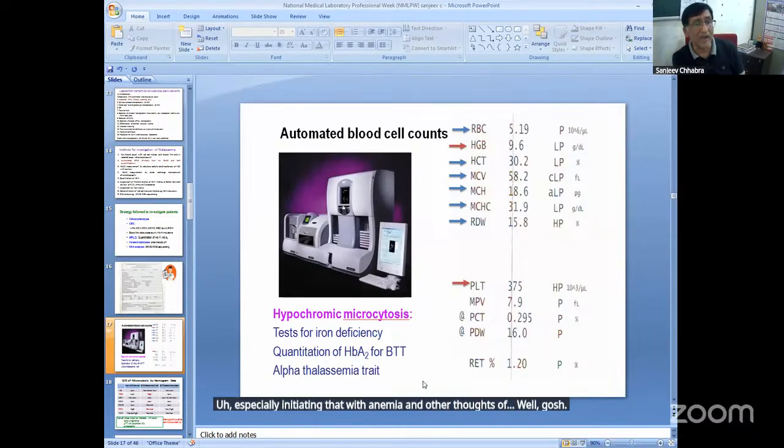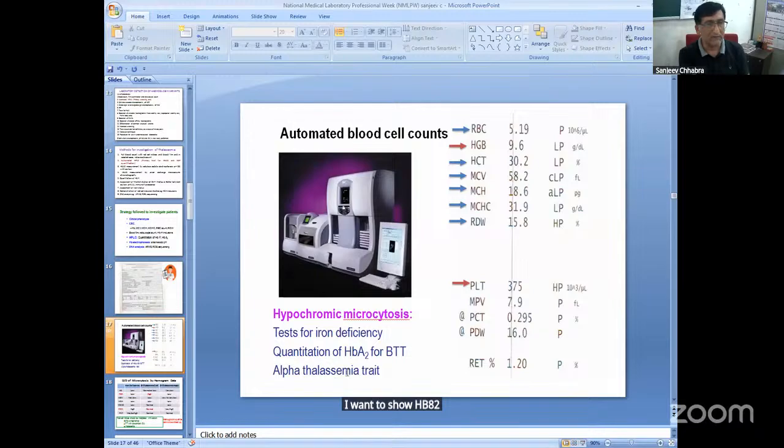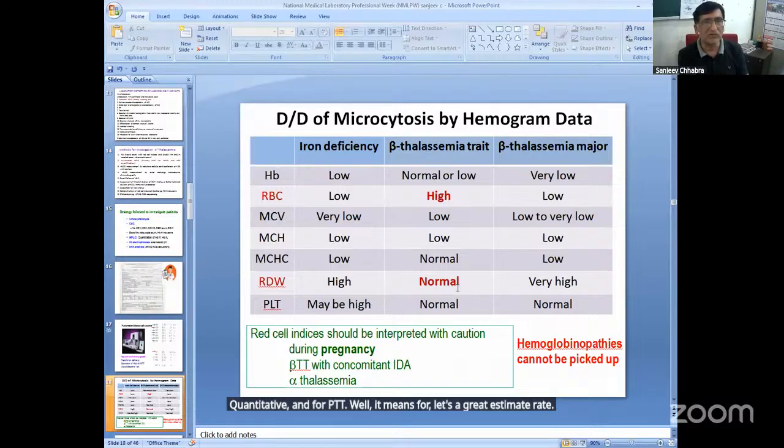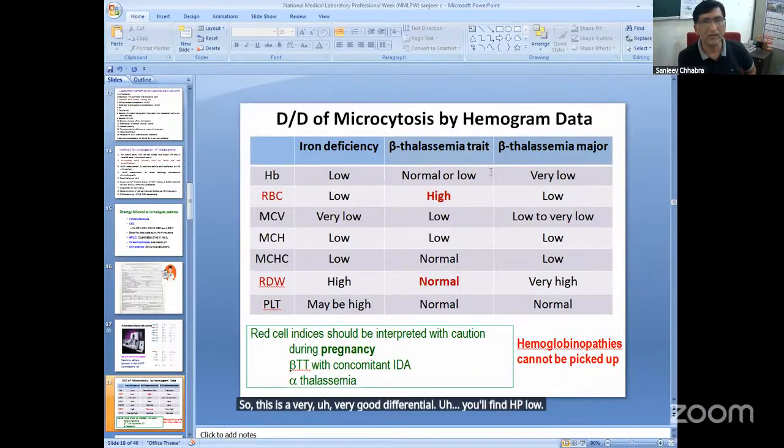If we have a hypochromic microcytosis, we should go for iron deficiency testing, quantitation of HbA2 and for BTT, beta thalassemia trait, alpha thalassemia trait. So this is a very good differential. On the basis of hemoglobin data, in iron deficiency you will find Hb low. In thalassemia trait you find it normal to low, and in thalassemia major it is very low. But RBC you find is a very good thing. RBC is low in iron deficiency, but in thalassemia trait it is high, and in thalassemia major it is low.